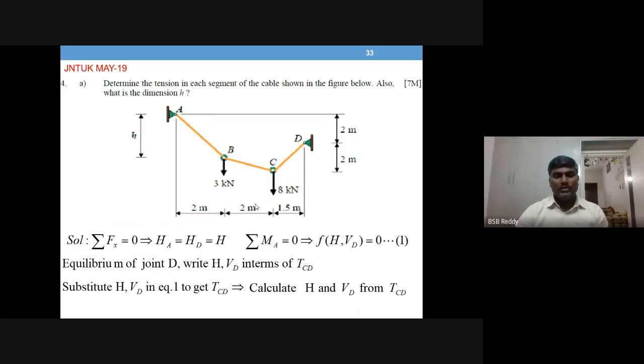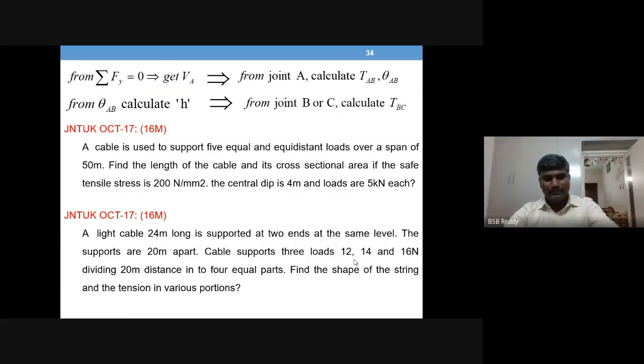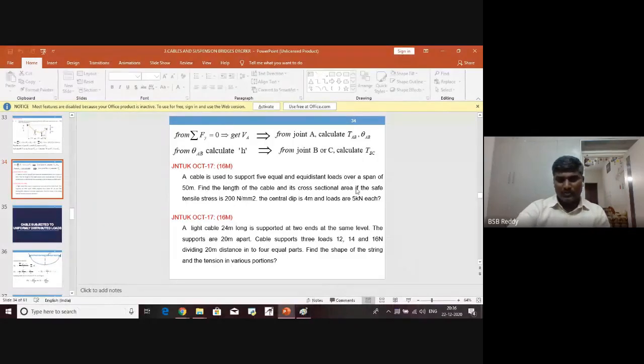Welcome back to this session on cable subjected to point loads. Last session we started solving this problem. Now let us continue the solution process. So we have completed all these steps like finding H value and finding VA, VD value, and also along with that TCD value. Okay, so now let's proceed for other unknowns, like what we are left with.